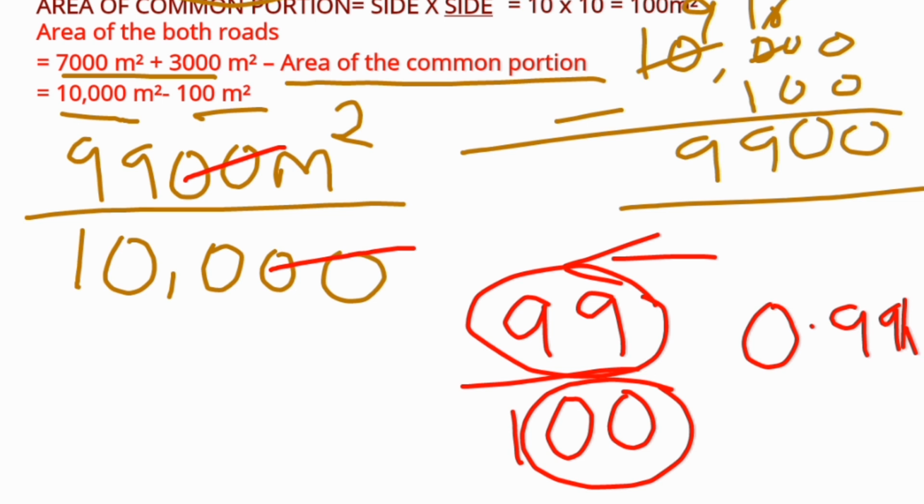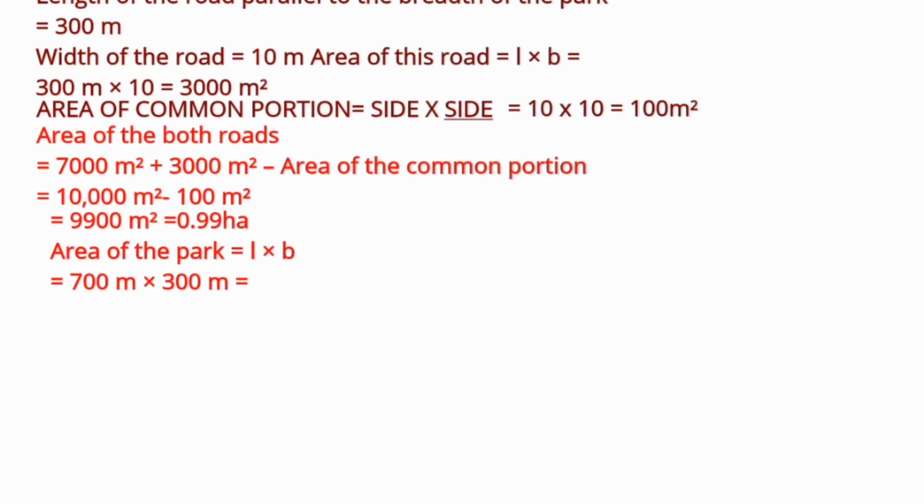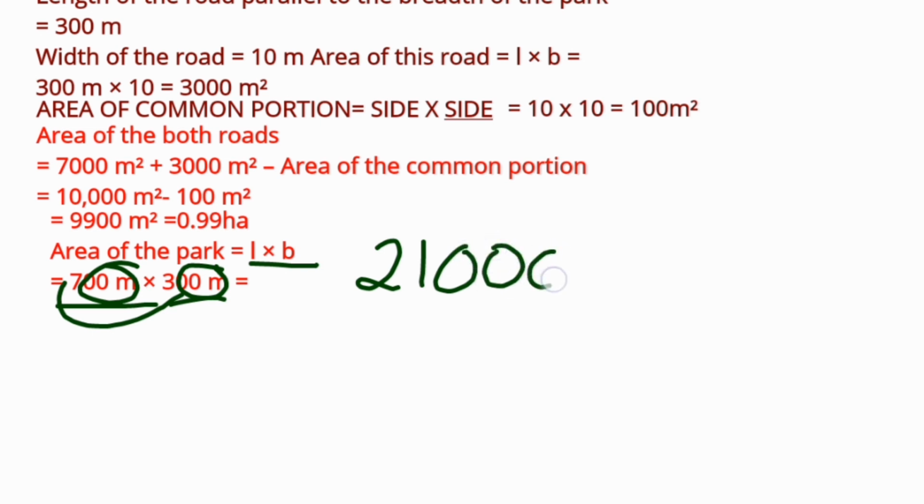Next, in the question they are saying to also find the area of the park excluding crossroads. That is, you need to calculate the area of the park, then we'll subtract the area of roads to find it. Area of park is equal to length into breadth. Length is given to us as 700 and breadth is 300. So 7 3s are 21. Now count the number of zeros. 2 zeros are here, 2 zeros are here. So put 4 zeros after 21. So 210,000 meters square. What are we going to do?